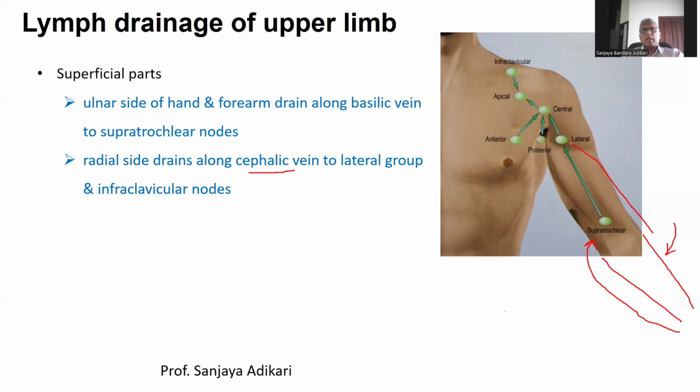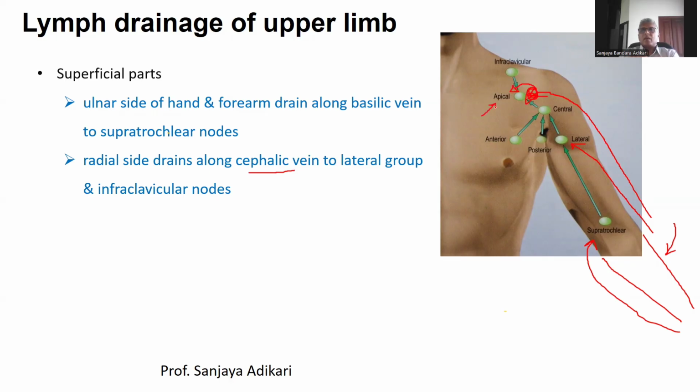to the lateral group, some of the lymph to the lateral group, and some lymph will drain along the cephalic vein to the infraclavicular. Now, before the apical group, just below the clavicle, you get the infraclavicular group of nodes, which are not axillary nodes. From infraclavicular, the lymphatics can pass into the apical group, which is a deep group, which is the axillary.